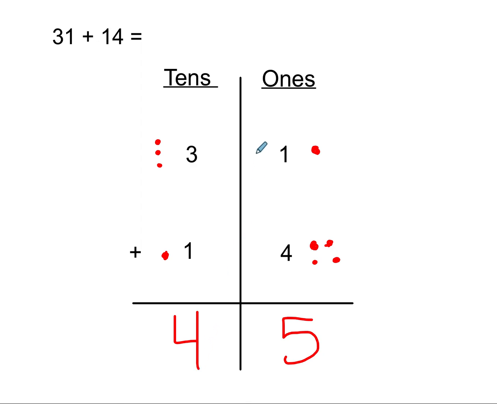So now we found our answer. We have a 4 in the tens place and a 5 in the ones place. So what is our answer? It's 45. So up here, where my problem says 31 plus 14 equals, I'll write 45 because that's our answer.